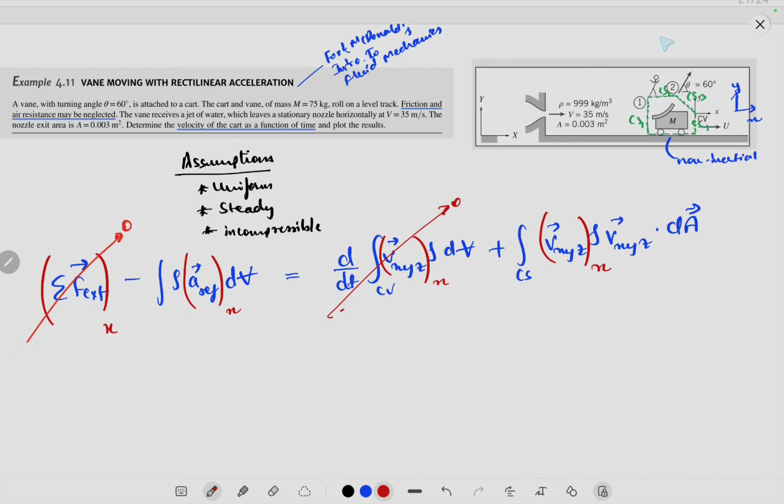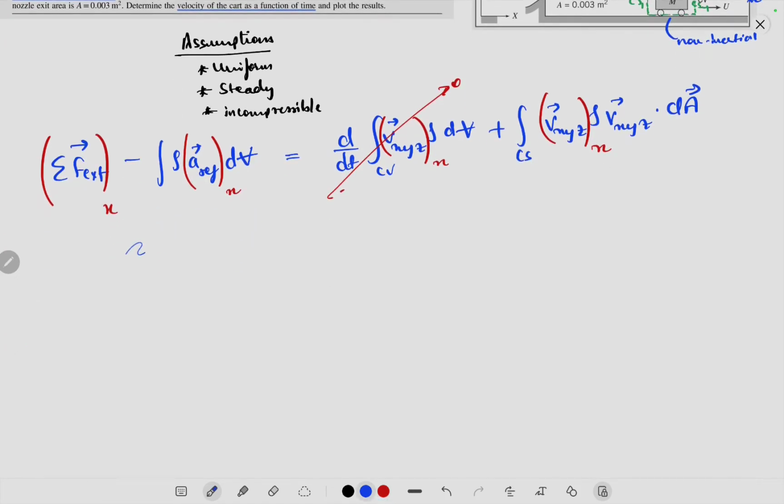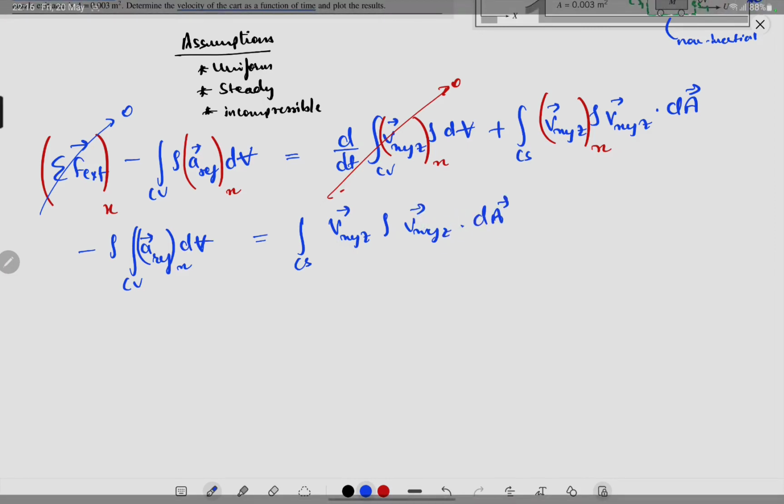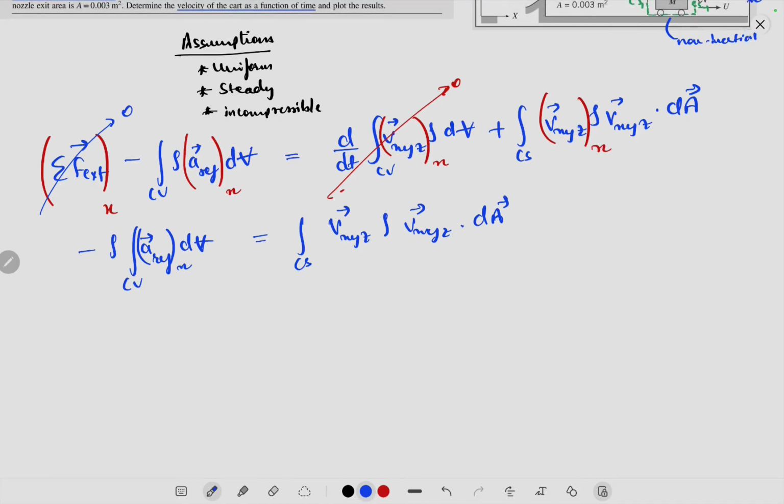So then what we are left with is minus, since only one fluid is there, rho A reference dV integral, this is along x, integral over control volume CV is equal to integral over CS of Vxyz rho Vxyz dot dA. And for these assumptions, we know that this will become summation over CSi of Vxyz rho Vxyz dot A for that CSi, right?